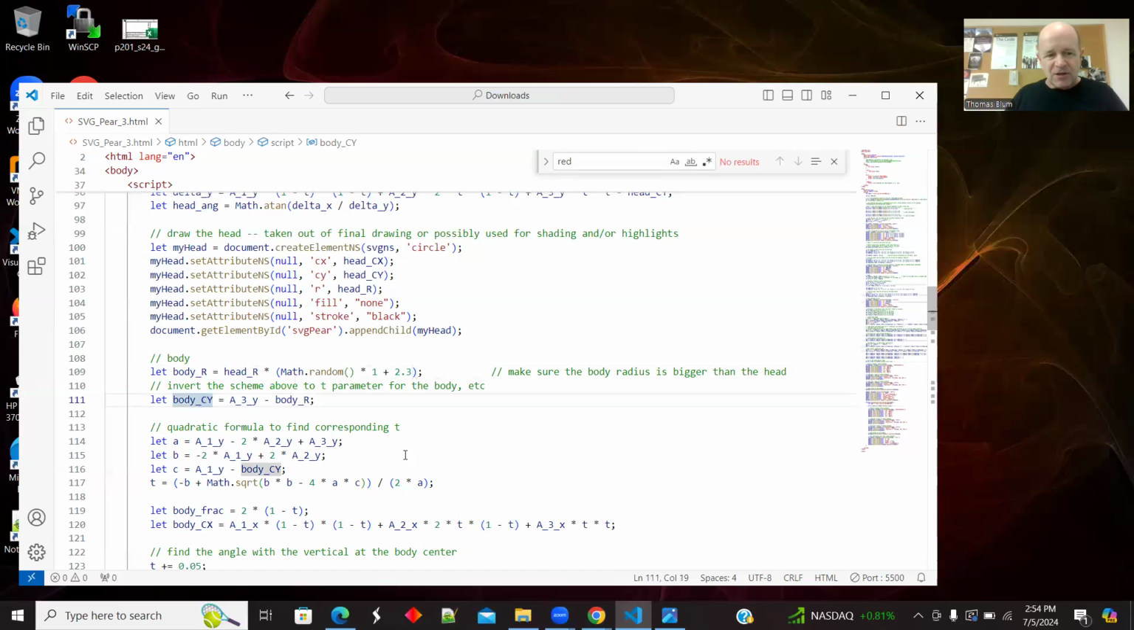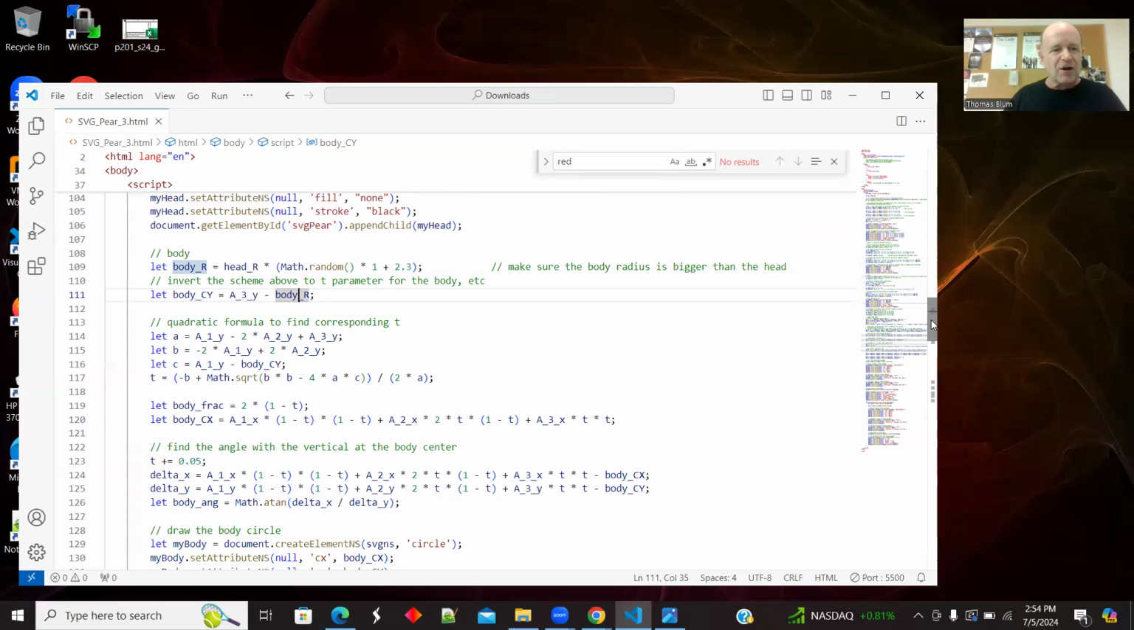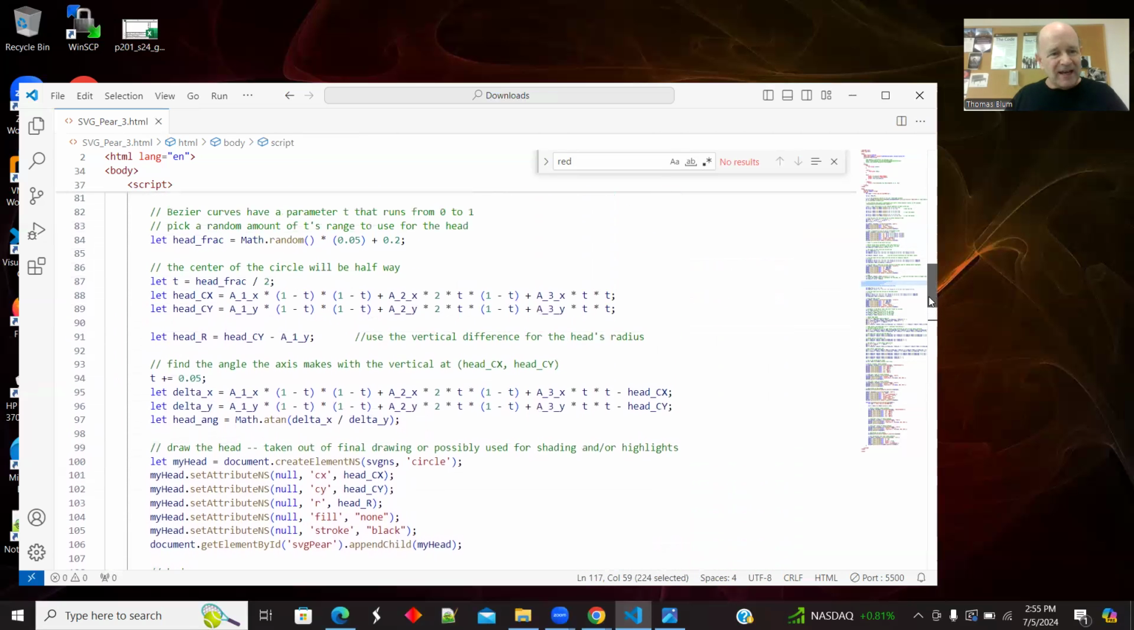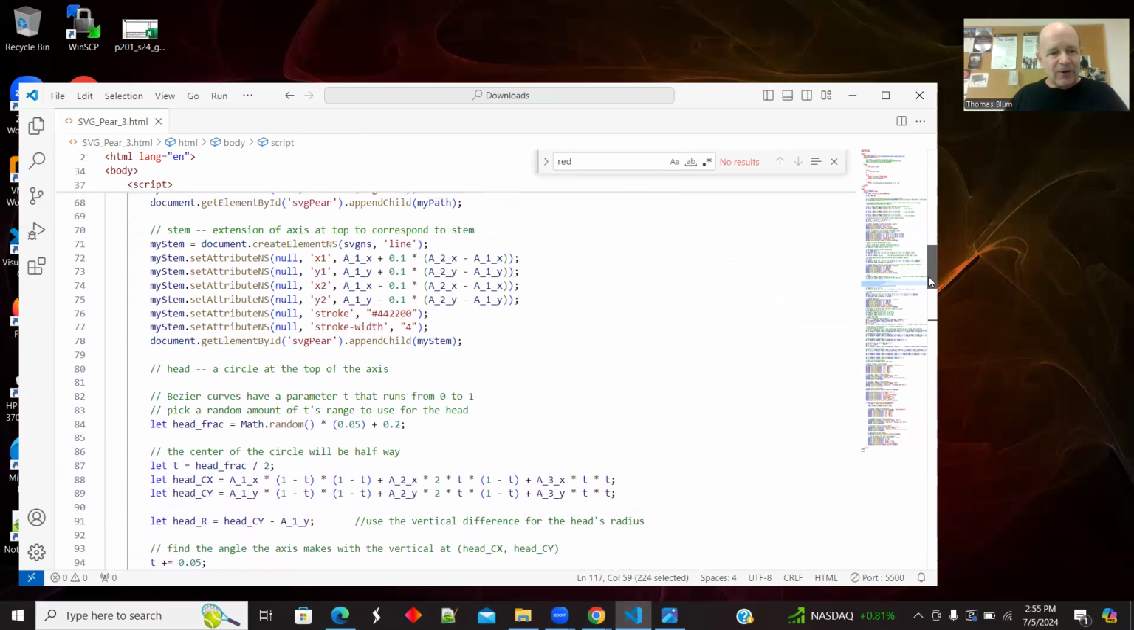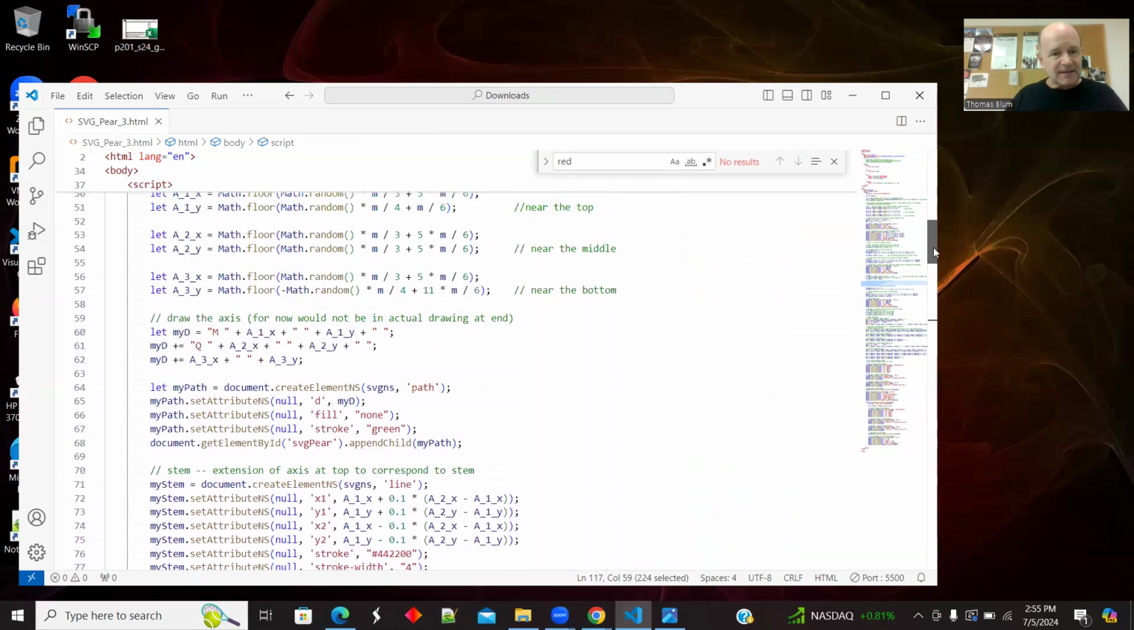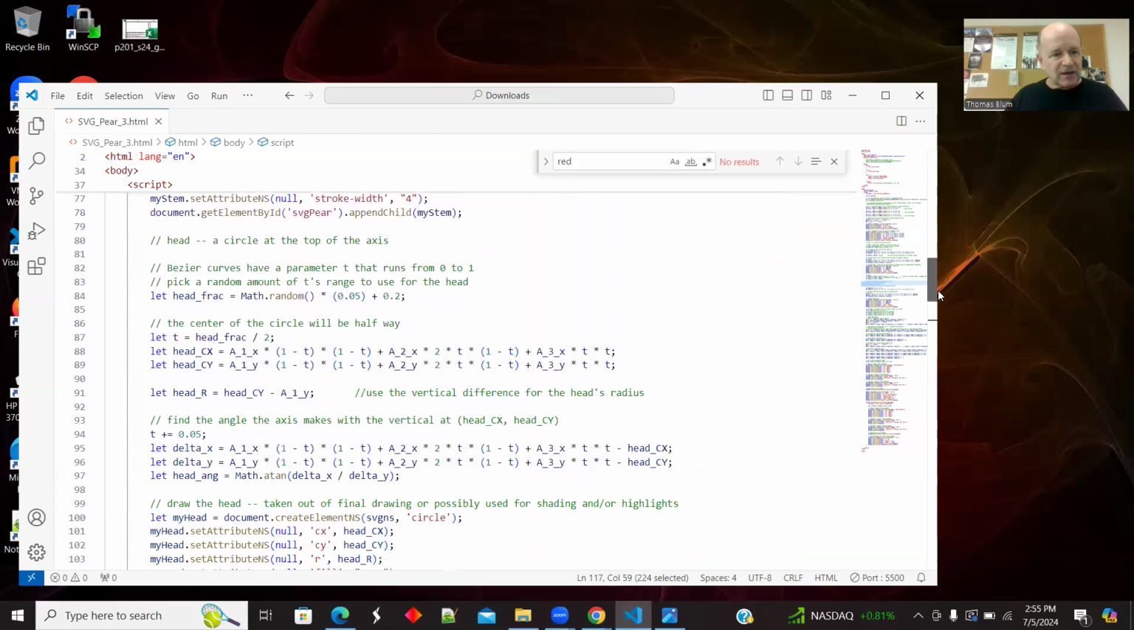And then I'm finding out the center vertically of the body. So just moving up from the bottom point and subtracting off the radius, that gets me my center vertical. And now up here, when I grabbed a T, where did I do that in my head? I got a T, and then I got a CX and a CY, and I got the radius from some equation after I put in T's.